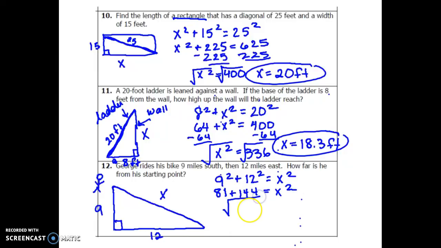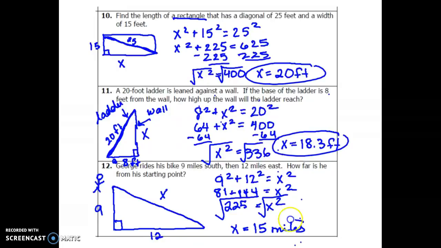Add it together and we get 225, is equal to x squared. Now I take the square root of both sides to get x by itself, and x is going to be equal to 15, and our units would be miles.